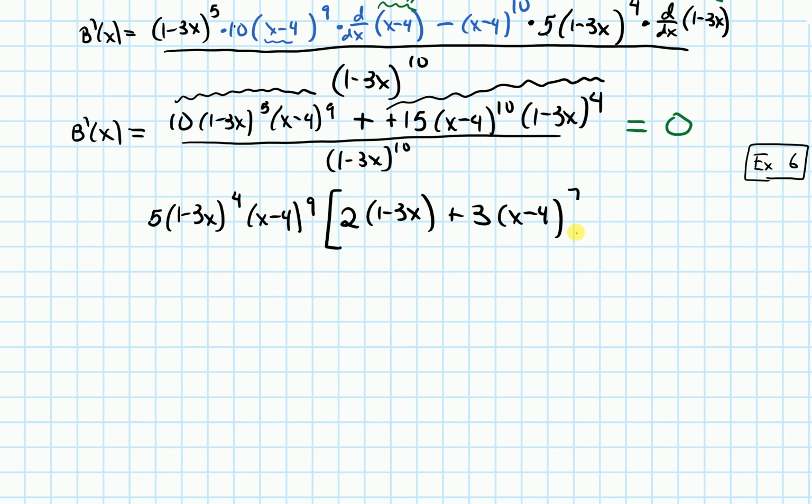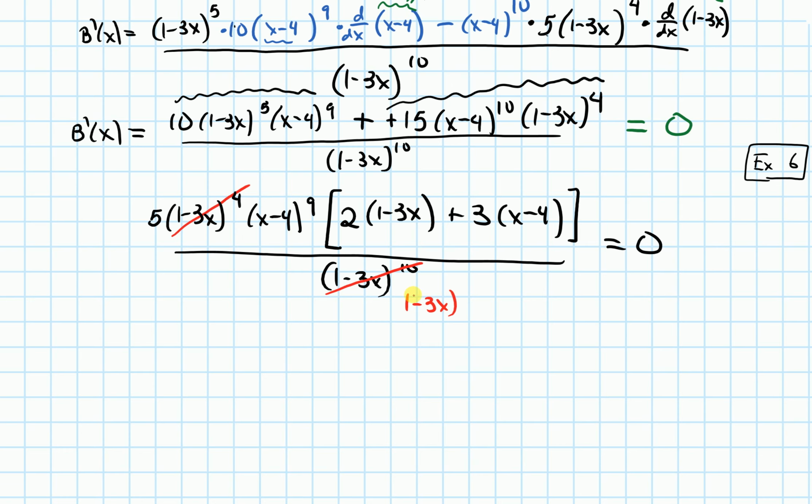Okay, so now let's close that bracket, and then all over 1 minus 3x to the 10 equals 0. All right, so now we can simplify this a little bit further, because I noticed that there's something common on the top and on the bottom. There's this 1 minus 3x to the 4 on top, 1 minus 3x to the 10 on the bottom, so we can cancel them a bit. We can cancel them, and I'll be left with 1 minus 3x to the 6th on the denominator.